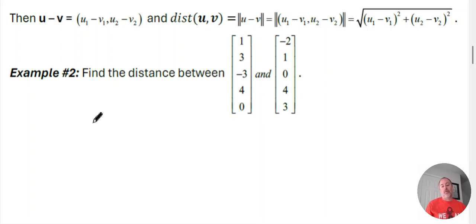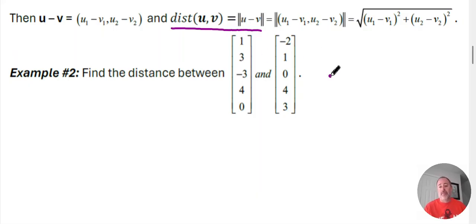Hey guys, welcome back. We're doing example number 2 now. It's a very short example where it's actually asking us to find the distance between two matrices. So the first thing that we're going to do here is look at the equation that's given to us. It's just the magnitude or the norm of our subtraction of our two matrices.